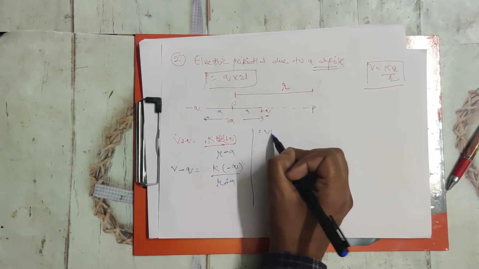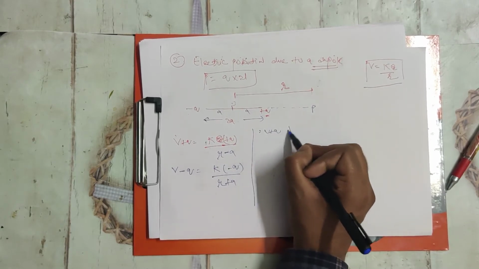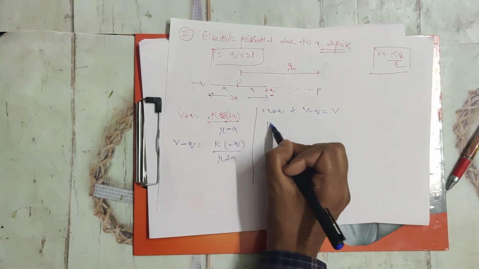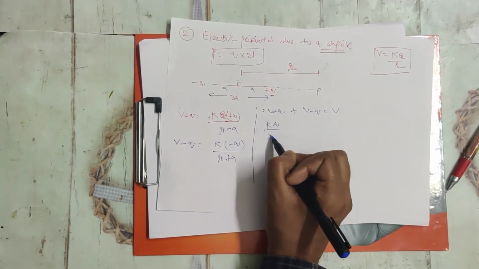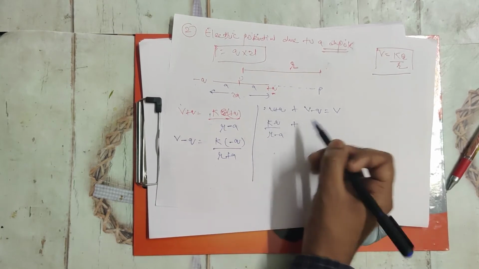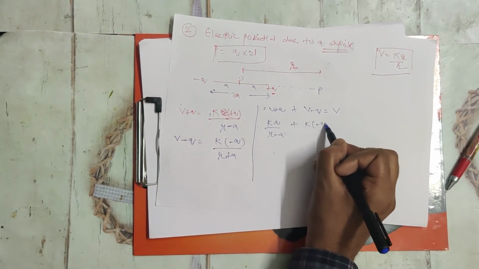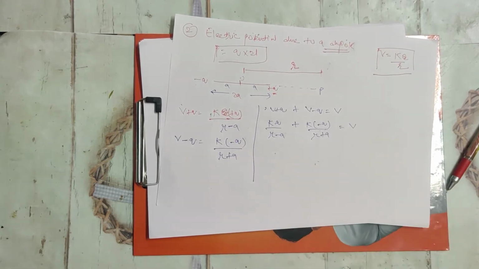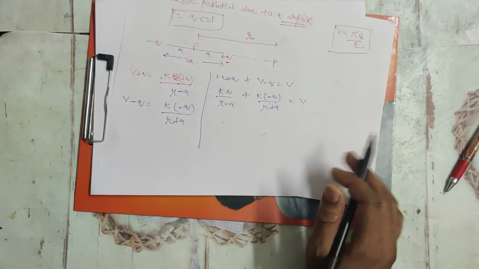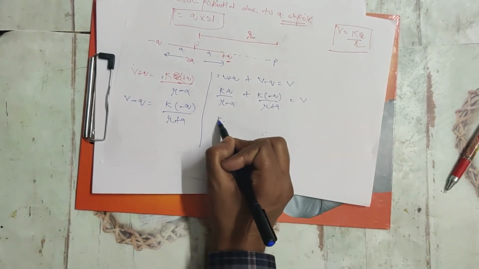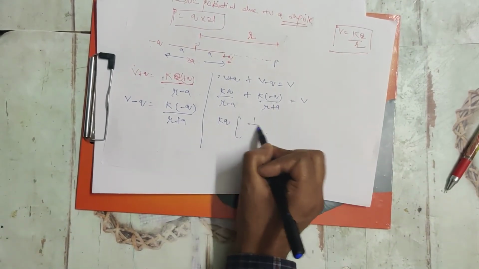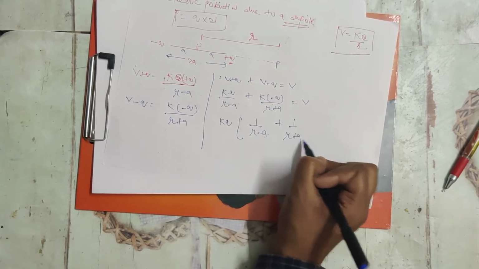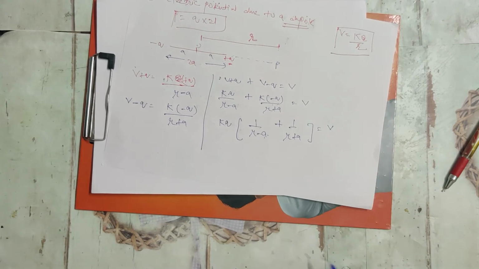It would be V plus Q and plus V minus Q equal to total electric potential, that would be K into Q divided by R minus A plus K into minus Q divided by R plus A equal to total potential. From here, if you take KQ common, it would be 1 over R minus A plus 1 over R plus A.